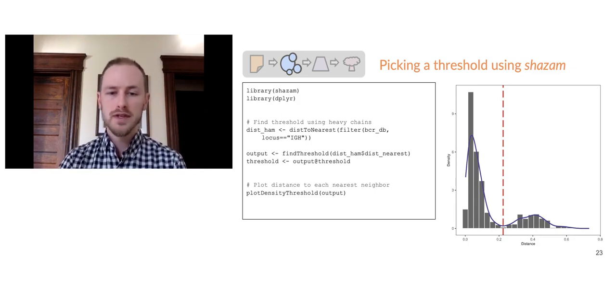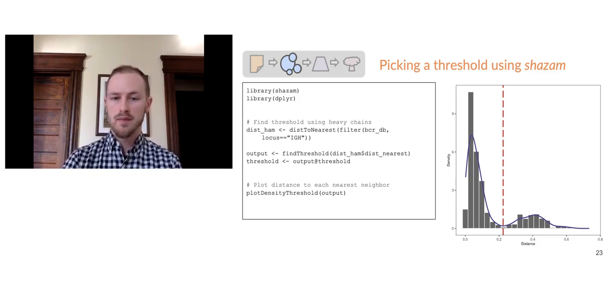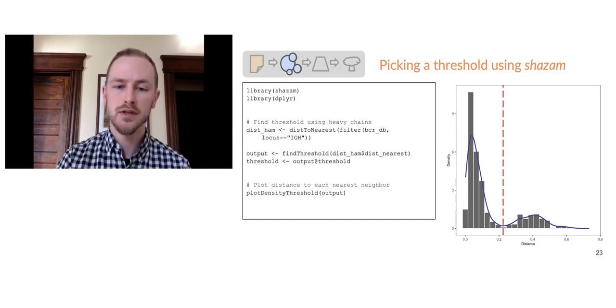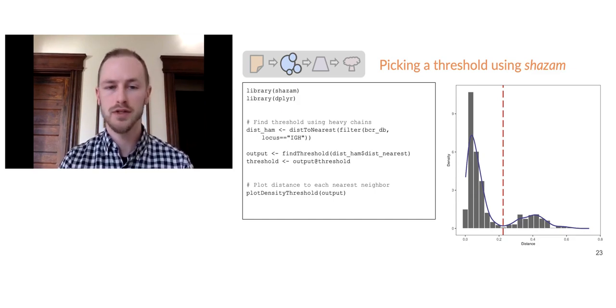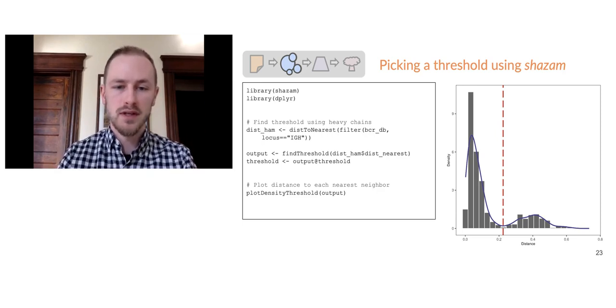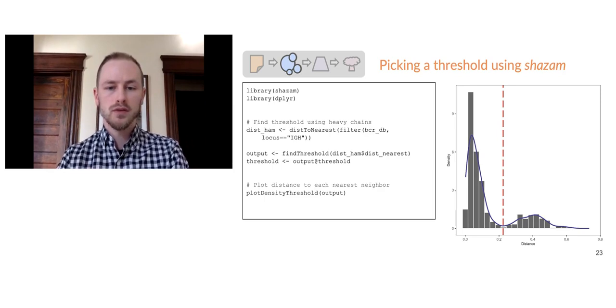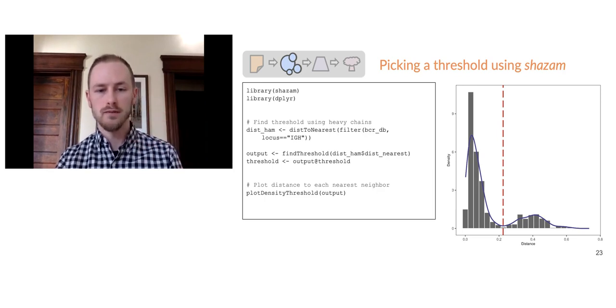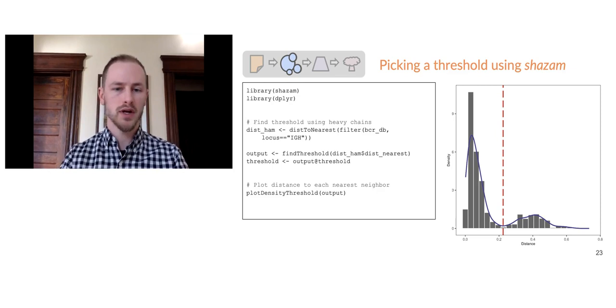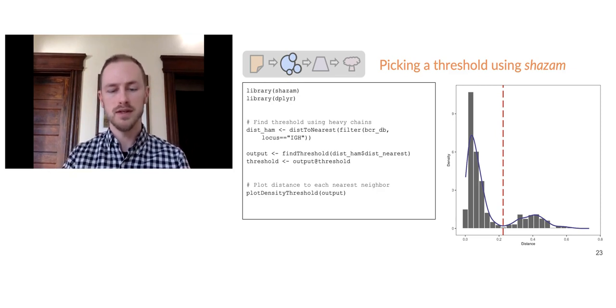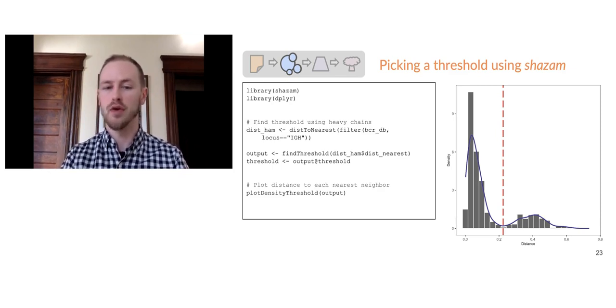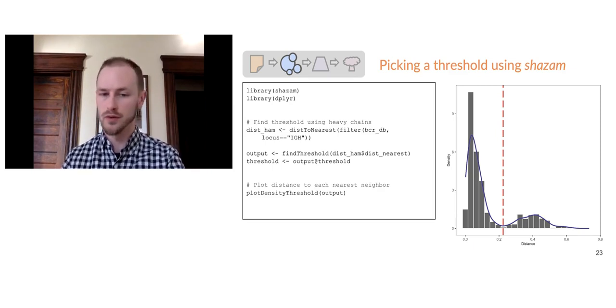So the first part of this step is to define a Hamming distance threshold. We're going to do that using the Shazam package, which is also part of Immcantation. First, we use the distToNearest function on our data. So this will group sequences by common V and J segments and junction lengths, and then calculate the distance of each sequence to its nearest neighbor within these V, J, and junction length groups.